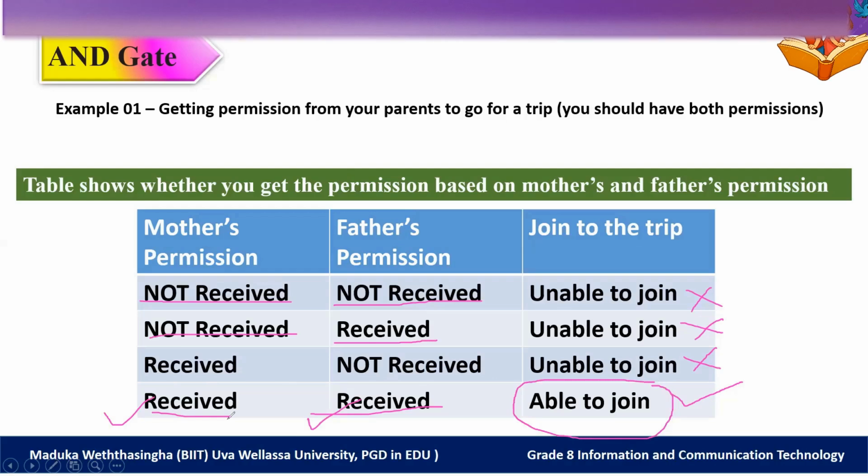Your mother's permission? Yes, she gives the permission. It means it's true. Your father's permission? Yes, he gives the permission. It means the input is true. Then what is the final result? The final result is you will be able to join the trip. That means our output is true. If both inputs are true, output is true.